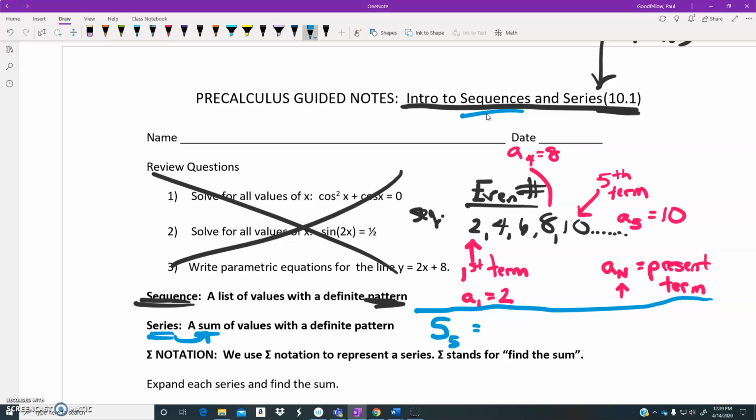And that would be that I would be adding up a 2 and a 4 and a 6 and an 8 and a 10. And I would get the sum of those first 5 terms. So that would be something like 10, 20, 30. Oh, so the answer with that would be 30.